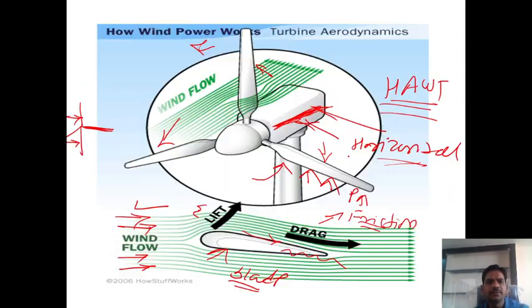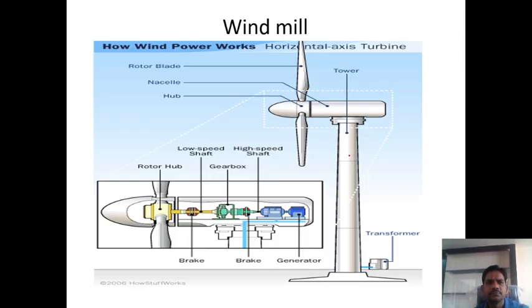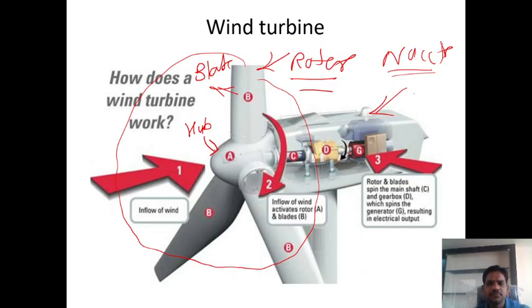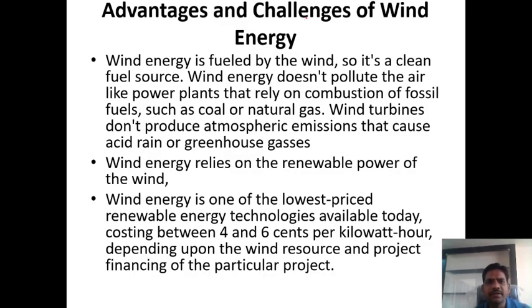So now here are some of the advantages and disadvantages. What are the advantages? Wind energy is fueled by the wind, so it is a clean fuel source. Wind energy does not pollute the air like power plants that rely on combustion of fossil fuels such as coal or natural gas. Wind turbines don't produce atmospheric emissions that cause acid rain or greenhouse gases.